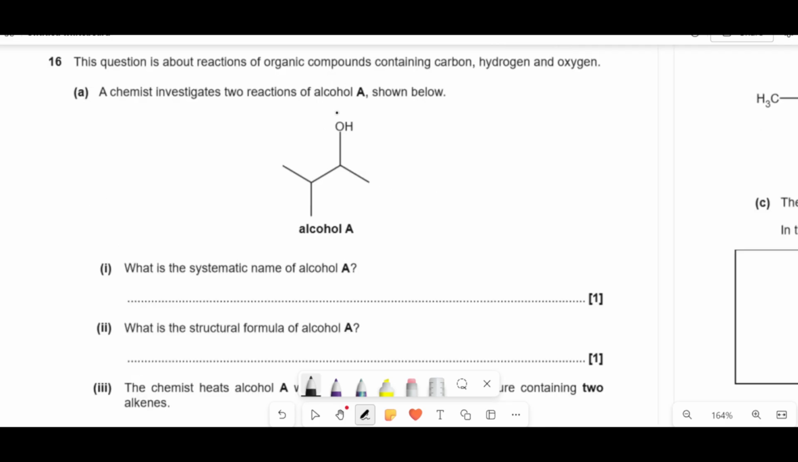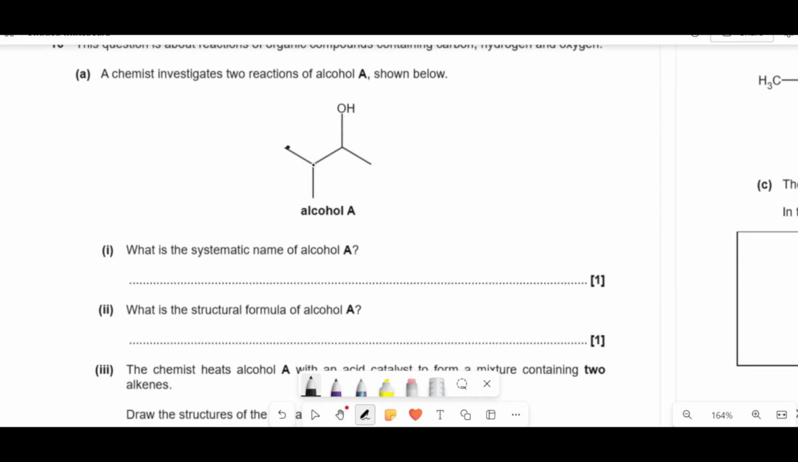So this question is about the reaction of organic compounds containing carbon, hydrogen, and oxygen. A chemist investigates two reactions of alcohol A as shown below. So what is the systematic name of that? You find the longest stem first. 1, 2, 3, 4, right? It's going to be butane something. Now I know it's an alcohol. I want to put the smallest number to it. So rather than going 1, 2, 3, I'm going to go 1, 2. So that's butan-2-ol, right? If that's 1, 2, 3, 4, can you see how we have a methyl sticking off there as well? So we end up having 3-methylbutan-2-ol.